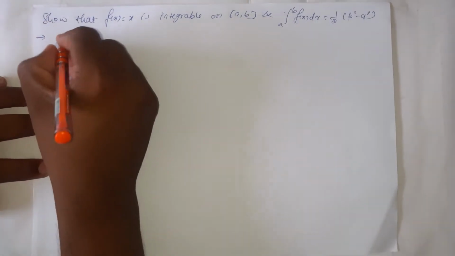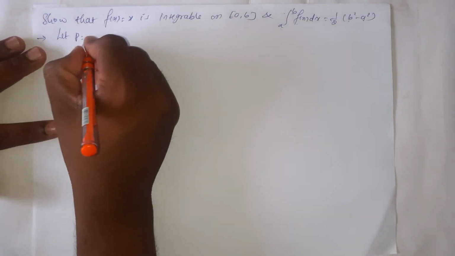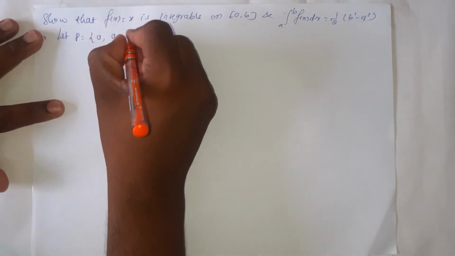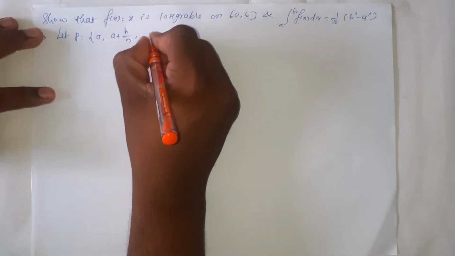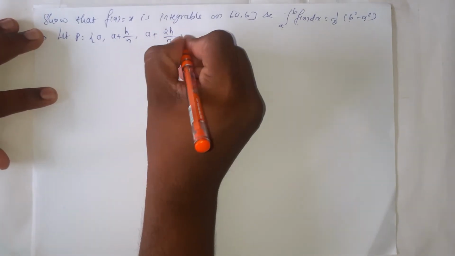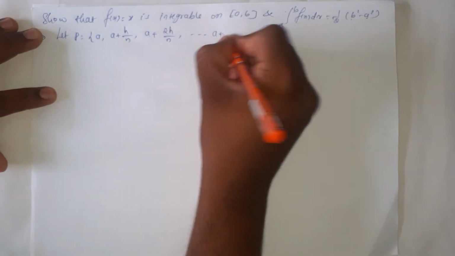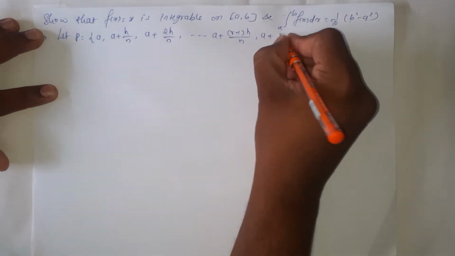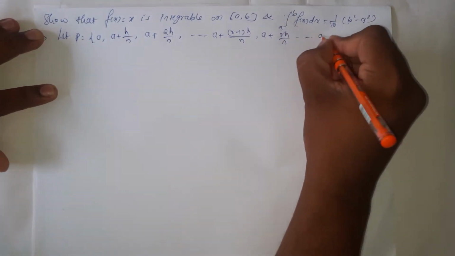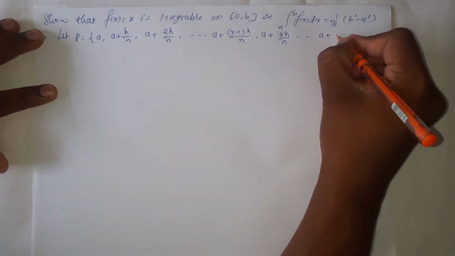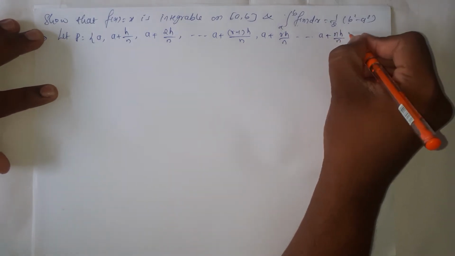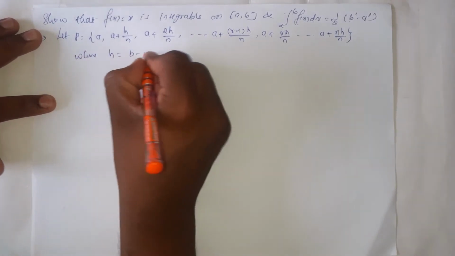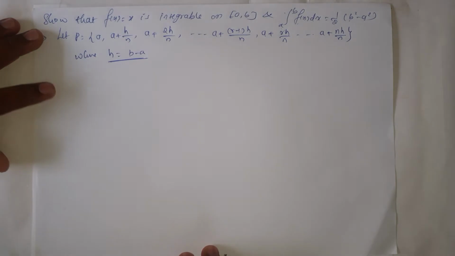So to prove this one, let P be equal to {a, a plus h by n, a plus 2 times h by n, and so on, a plus (r minus 1) h by n, a plus r into h by n, and so on up to a plus n into h by n}, where h equals the length of the interval, b minus a.